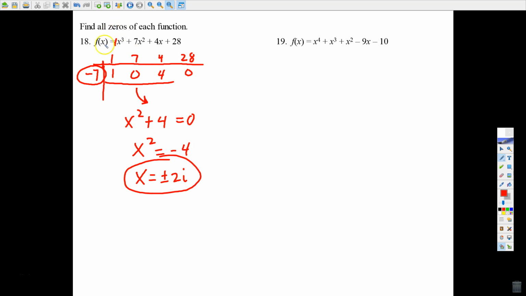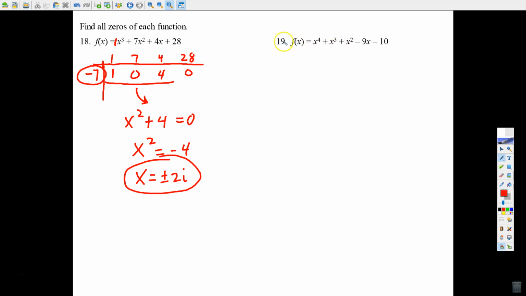So our 3 zeros, one of them is real, 2 of them are imaginary. So if we're thinking about the graph, this would only cross the x-axis 1 time. It would have 2 turning points, but it would only show actual x-intercepts at -7, just one x-intercept. Okay, so that's your answer for number 18.